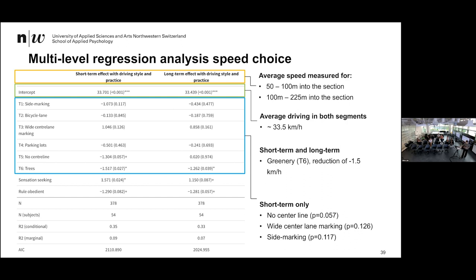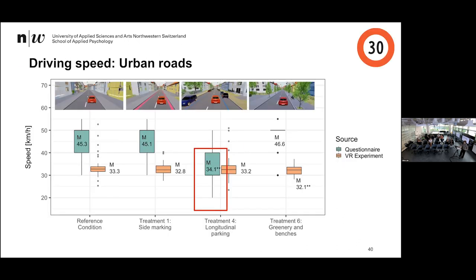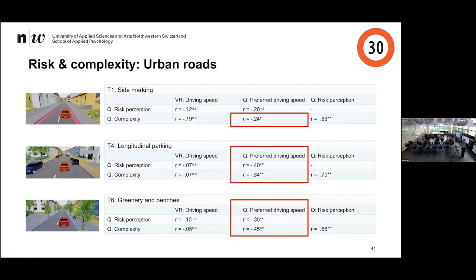Okay, and a quick look into the effects on urban roads. Oh, that's now back. This is the result of the questionnaire. So we have some influence here on the psychological aspect. Here we look into what would be your preferred speed. And here we do not have any effect with regard to the trees, but we have an effect with regard to the parking lot sign. And we assume that this has something to do with risk perception.